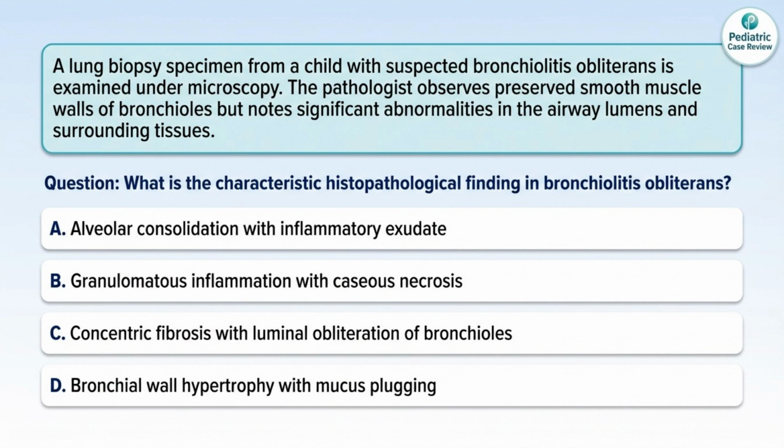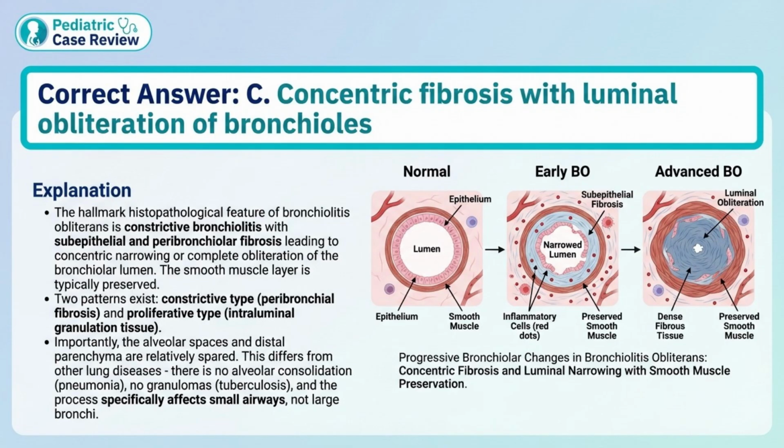Case number 4 focuses on pathology. A lung biopsy specimen from a child with suspected bronchiolitis obliterans is examined under microscopy. The smooth muscle walls are preserved, but there are significant luminal abnormalities. What is the characteristic histopathological finding? Option 1, alveolar consolidation with inflammatory exudate. Option 2, granulomatous inflammation with caseous necrosis. Option 3, concentric fibrosis with luminal obliteration of bronchioles. Option 4, bronchial wall hypertrophy with mucus plugging. The correct answer is option 3, concentric fibrosis with luminal obliteration of bronchioles.